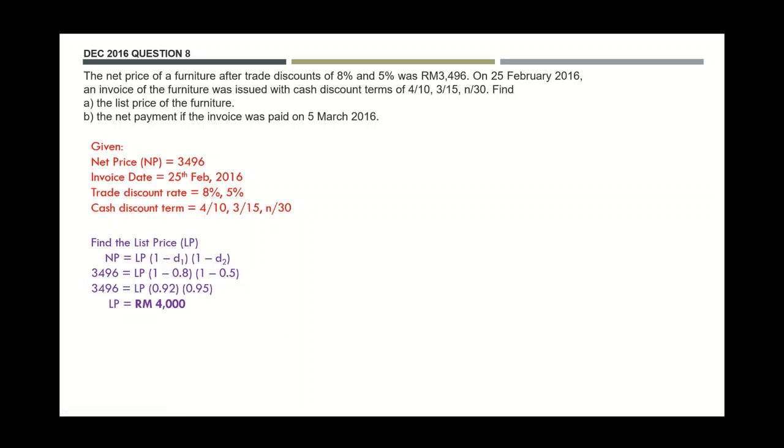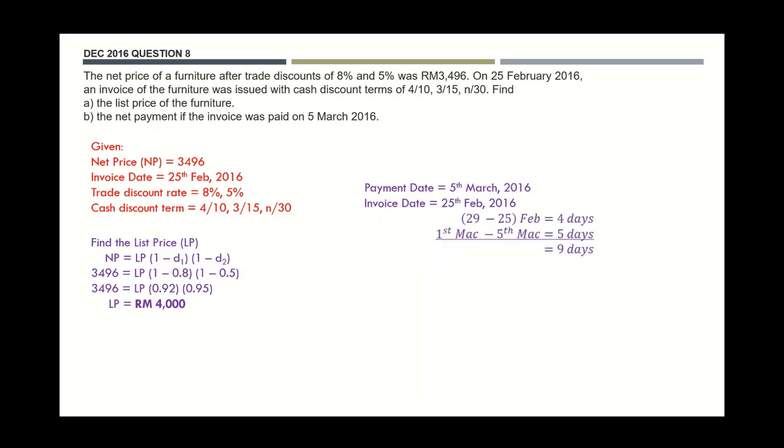The second part of the question asks you to find the net payment amount paid. So first of all, we need to identify the number of days to determine whether there is any cash discount term entitled or not. So in this case, you have the payment date on the 5th of March, and the invoice date on the 25th of February. Calculating the difference between these two dates, you find that you have a 9 days gap.